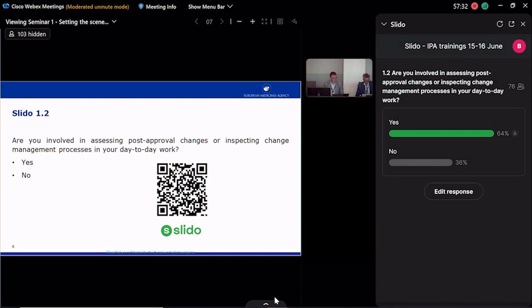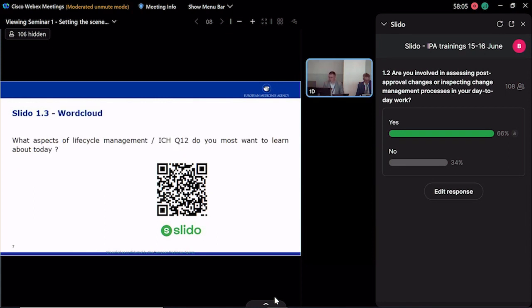Okay, so our response level is similar again. We're up around 80 participants, and I can see 60 to 65% of you are involved in assessing or inspecting post-approval changes as part of your day-to-day work. So again, I think this shows for us as regulators, whether we're working in assessment or inspection, that lifecycle management and oversight of this work by industry is a key and important part of our work. Okay, so I think we landed on 2/3, 66% are involved. So this presentation should be relevant for your work.